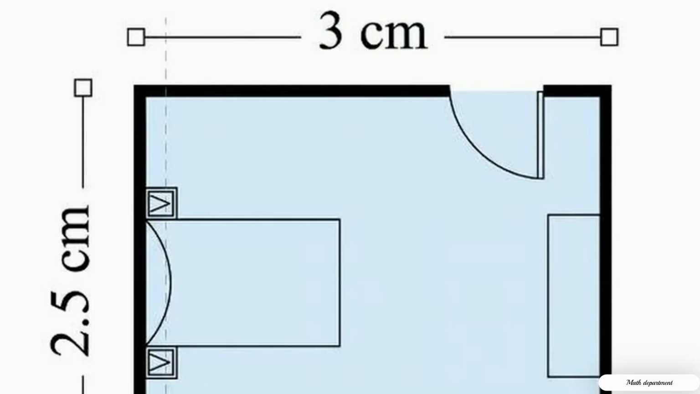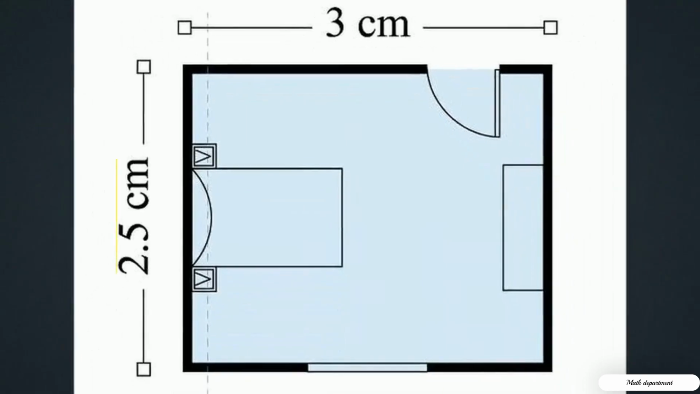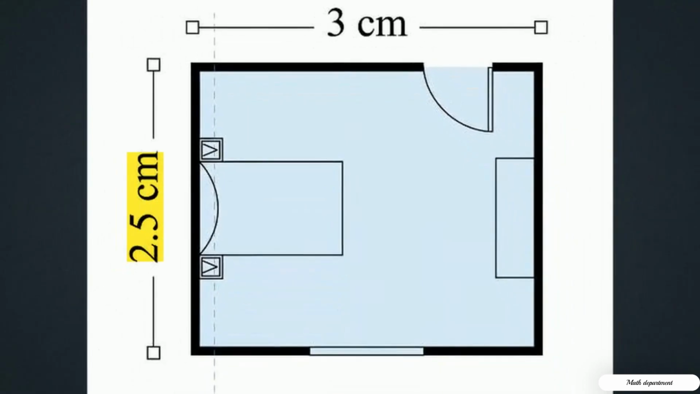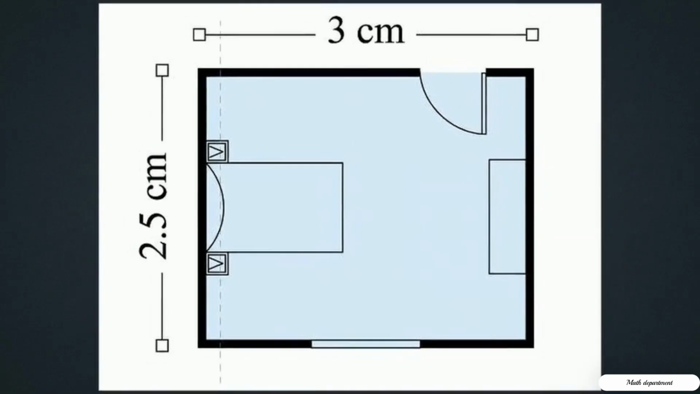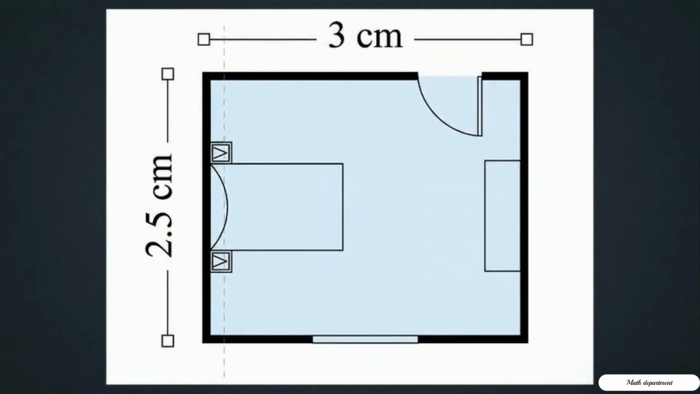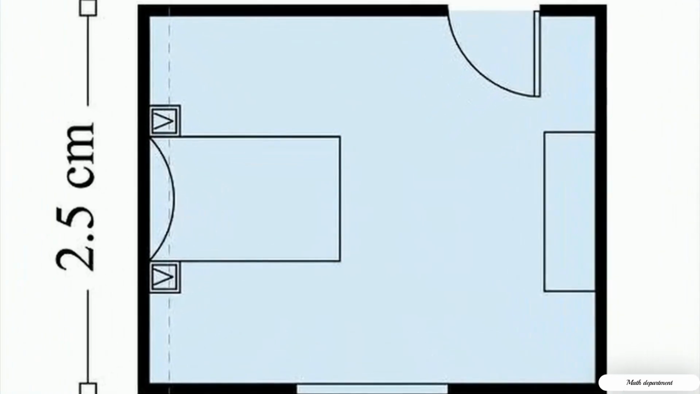Next, we calculate the real width. We multiply the 2.5 centimeter dimension from the page by the 1.2 meter scale factor, resulting in a real width of 3.0 meters. Finally, to find the true area, we multiply our newly found real length by our real width. 3.6 meters times 3.0 meters reveals an actual room area of 10.8 square meters.